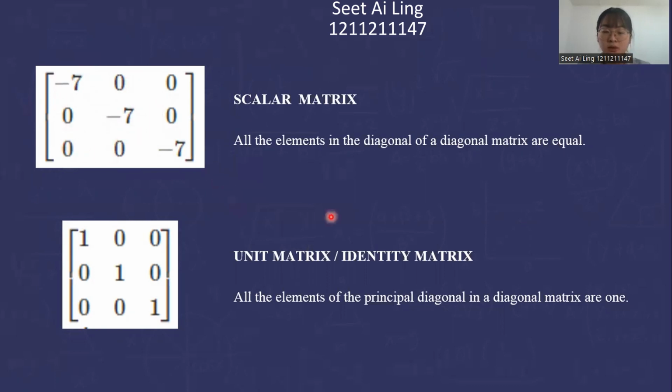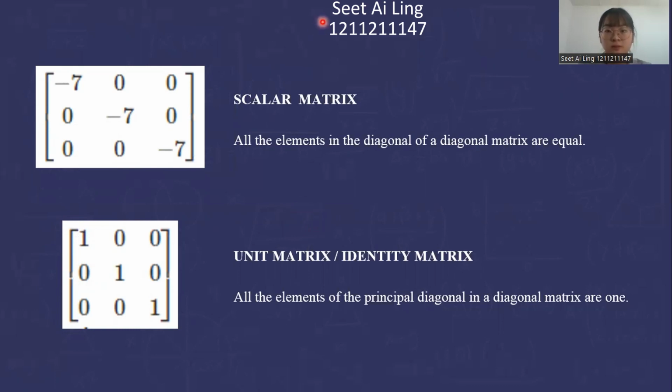And the final one is unit matrix, or you can say identity matrix. A unit matrix is one in which all the elements of the principal diagonal of a diagonal matrix are 1. So it is quite similar to the diagonal matrix and the scalar matrix above. We can see the numbers in the diagonal are the same, all 1, and except for those, everything is 0. So this is my introduction of the matrix, and the next one is our features and functionalities of a website.